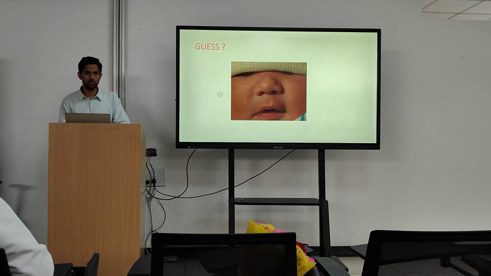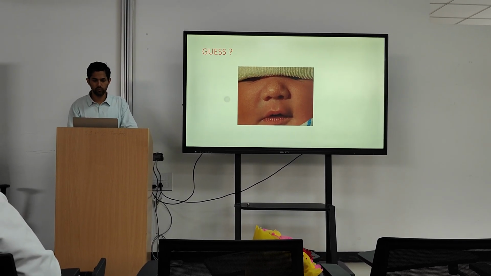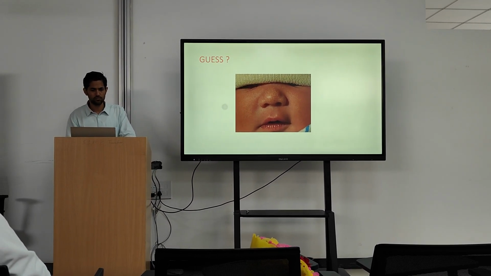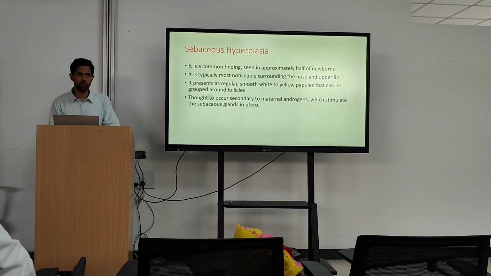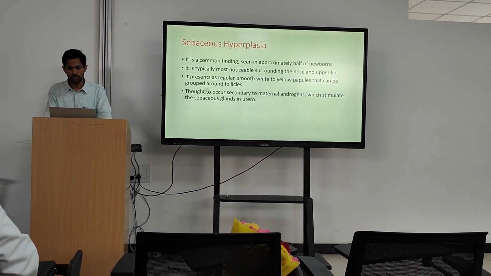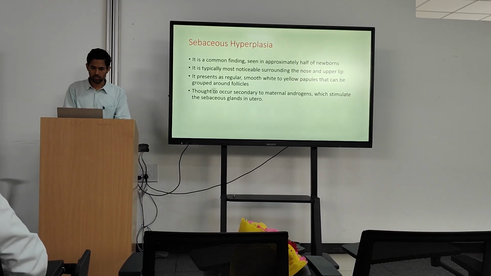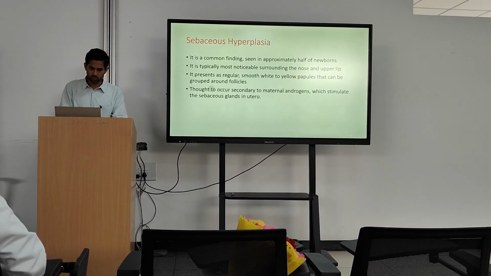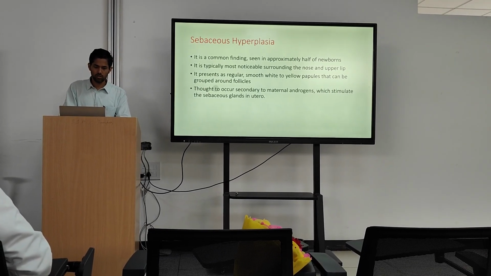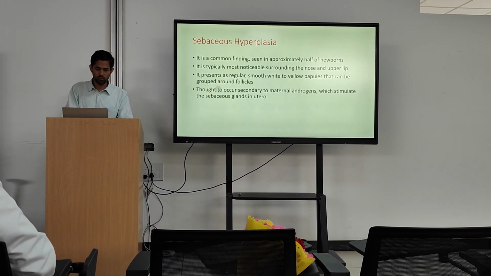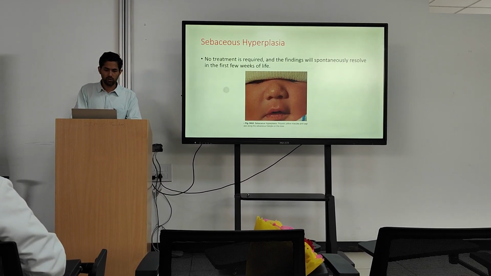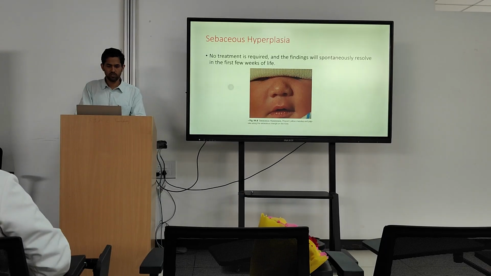What is this? Fine white things on the nose of the baby. So this is sebaceous hyperplasia. It's a common finding seen in approximately half of newborns. It's typically most noticeable surrounding the nose and upper lip. It presents as regular smooth white to yellow papules that can be grouped around follicles. Thought to occur secondary to maternal androgens which stimulate the sebaceous glands in utero. No treatment is required and the finding will spontaneously resolve in the first few weeks of life.